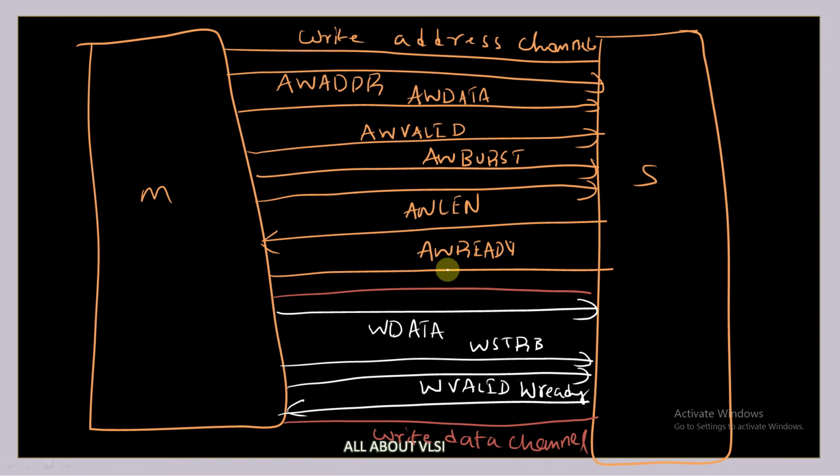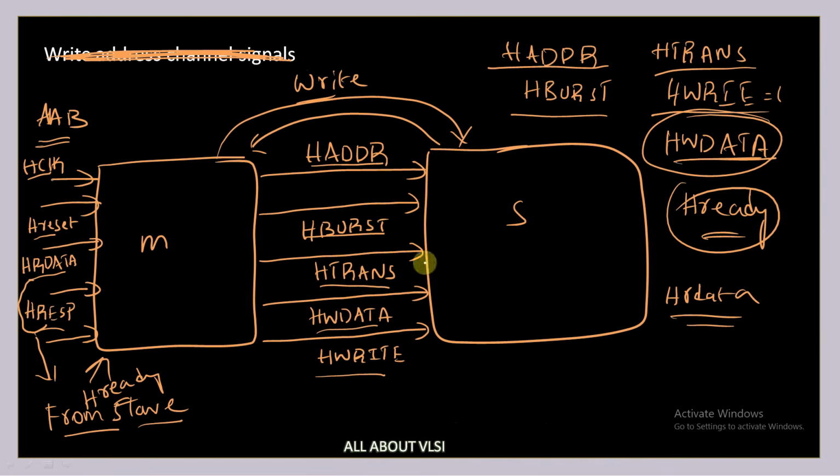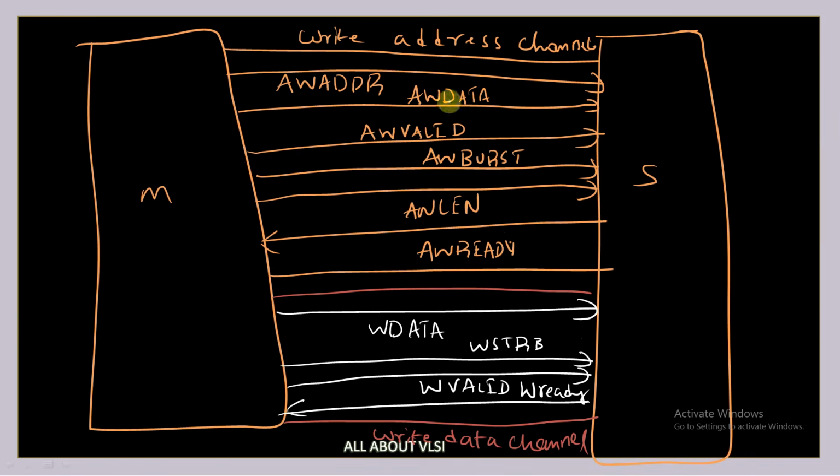Next, in the AHB protocol, we were having only one ready signal for getting the readiness of our slave. But here, for getting the readiness of our slave, for address we have one signal, and for data we have one signal.